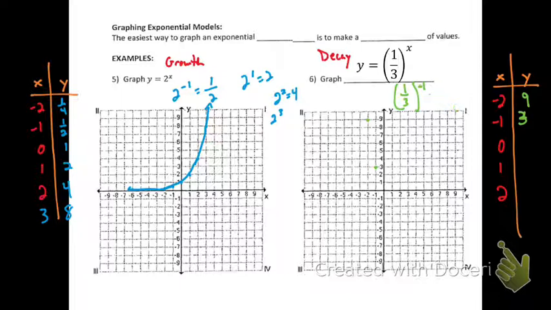Then, if we take it to the 0 power, that's going to be 1. And then if we take it to the 1st power, that's just going to stay 1/3. And then if we take it to the 2nd power, we get 1/3 squared, so 1/9. It's going to be closer and closer, but not yet quite to 0. So then we connect those dots like this.